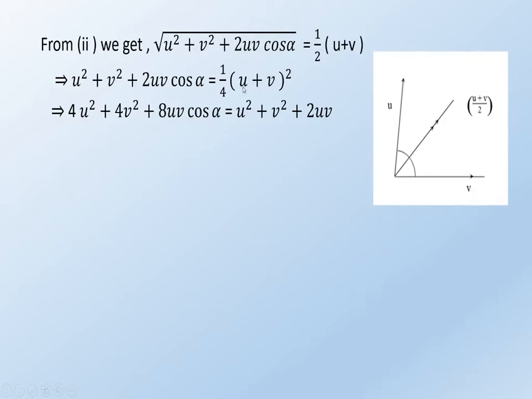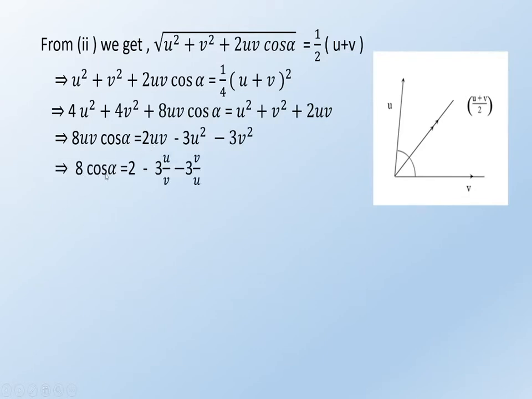But here we apply the (a plus b) whole square formula. (u plus v) whole square equals u square plus v square plus 2uv. So after calculating, we get 8uv cos alpha equals 2uv minus 3u square minus 3v square. But if we divide this equation by uv, then we get 8 cos alpha equals 2 minus 3 u by v minus 3 v by u.